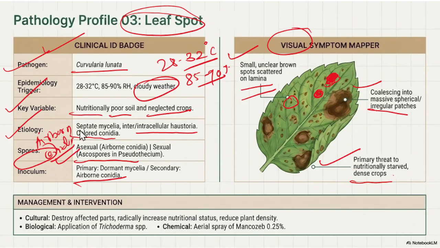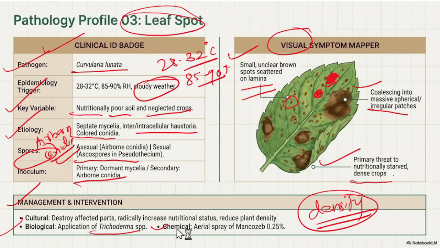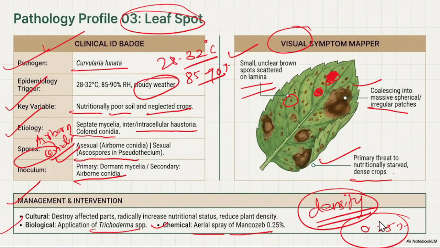So the management strategy: culturally, destroy the affected parts, improve nutritional status, and reduce the plant density. Reducing the plant density is one of the best methods to control the disease. Then biological application of Trichoderma species, and chemical spray: a Mancozeb spray at 0.25% was needful for the disease control.